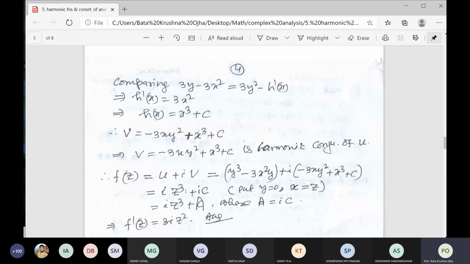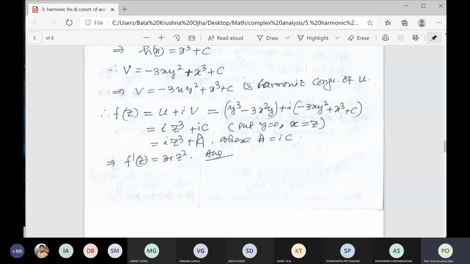If y is equal to 0, the real part will be completely 0. The imaginary part will be only i z cube plus c. The answer is i z cube plus i c, because i is common to all this imaginary part. I z cube plus i c, that is i z cube plus a. What is your a? a is your complex constant. So what is your f dash z? f dash z is equal to 3i z square, just the derivative, because it is an analytic function.